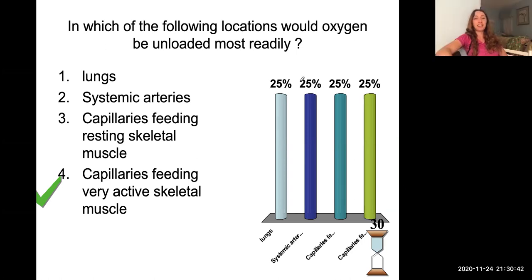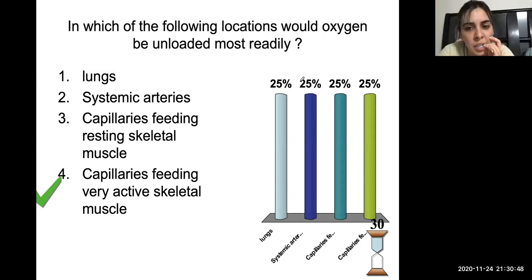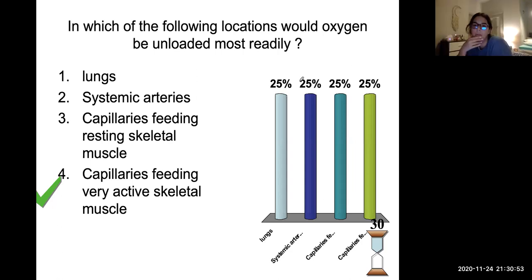Yes, I can. Okay, which of the following locations would be unloaded most readily? What does readily mean? The most? Yeah, most available. It would make sense that it'd be the capillaries feeding the very active skeletal muscle, because that's where it's unloading the most oxygen, where it's most needed.